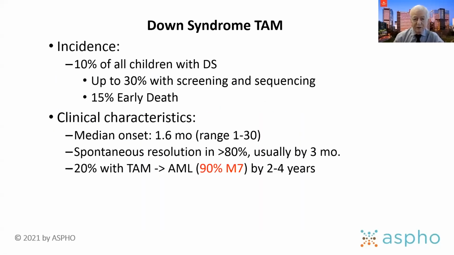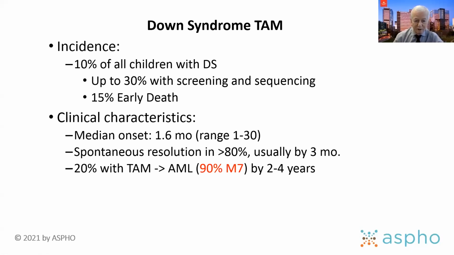This is a fairly frequent occurrence in Down syndrome patients. 10% of patients will develop the profound megakaryocytic proliferation. That's very obvious, but if you do screening and sequencing, there's probably a subset who don't manifest the profound hyperleukocytosis that makes them obvious, and up to 30% may be found with this. It's deadly, with 15% having early deaths, and we'll talk about some characteristics that outline them.